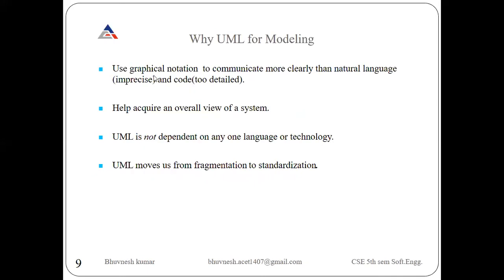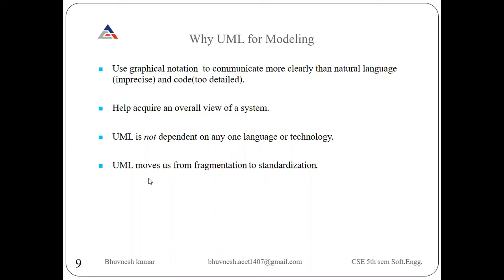In UML, graphical notations help acquire an overall view of your system. In this, we also have class diagrams, component diagrams, activity diagrams and flow charts, which will show you the overall view of your system. UML is not dependent on any one language. It is not dependent on C++, Java or .NET. If we are coding in any high-level language, we can draw the design for it.